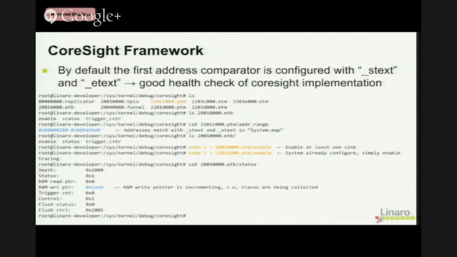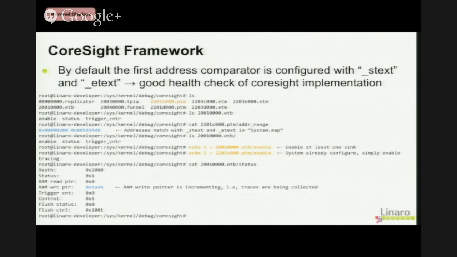By default, when the framework boots, it will take all of the tracers and will configure the address range of the kernel as found in the system map. As such, you don't really have to do anything to test how healthy Coresight is on your system. This is a default configuration that is simply there for testing purposes. If people want to do more advanced tracing, they will have to disable the default configuration and start configuring their own.